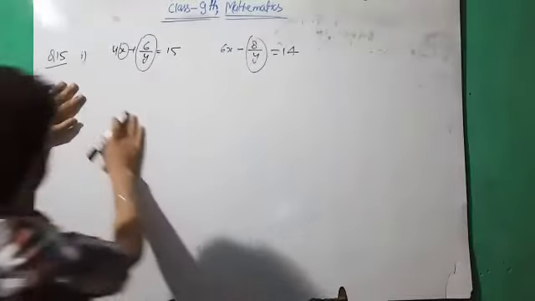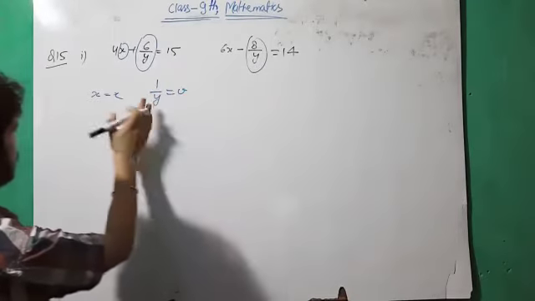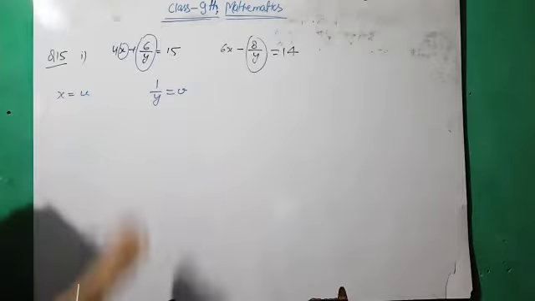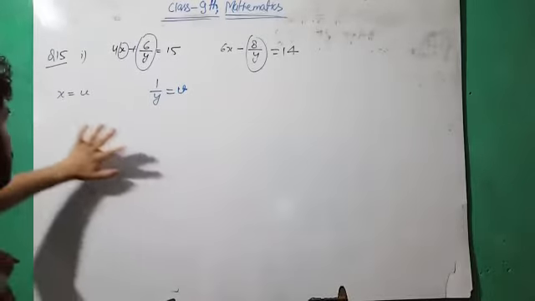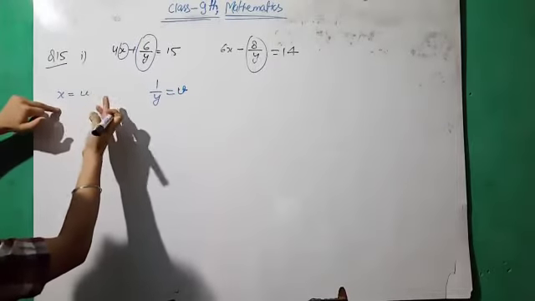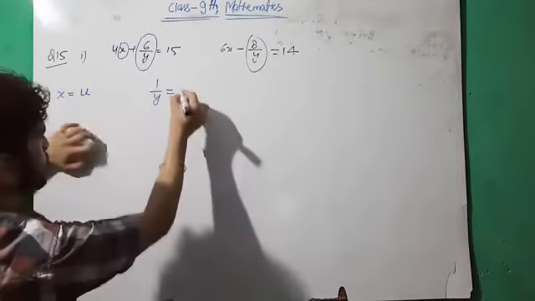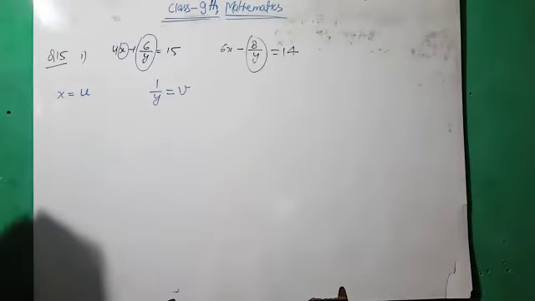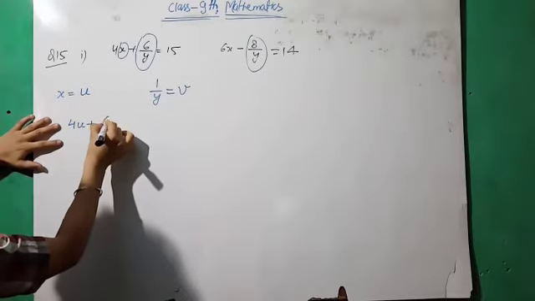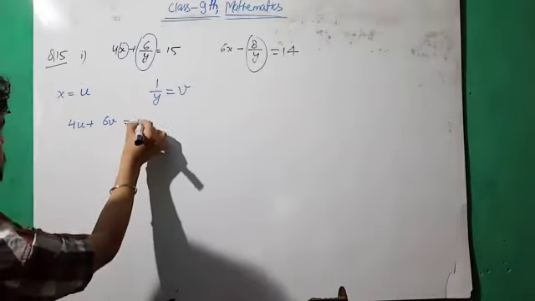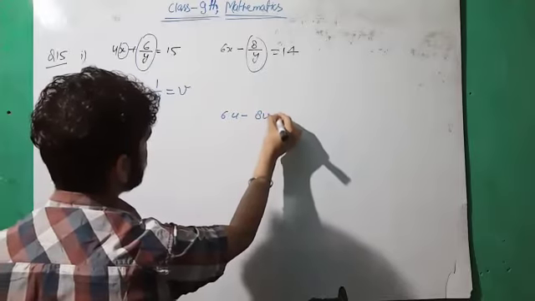You can take x as x and 1 upon y as v, or you can take x equal to u for similarity, and 1 upon y equal to v, whatever your choice. You can take x as x or x equal to u, but 1 upon y you must change in this form. Now the equations become 4u plus 6v equal to 15, and 6u minus 8v equal to 14.